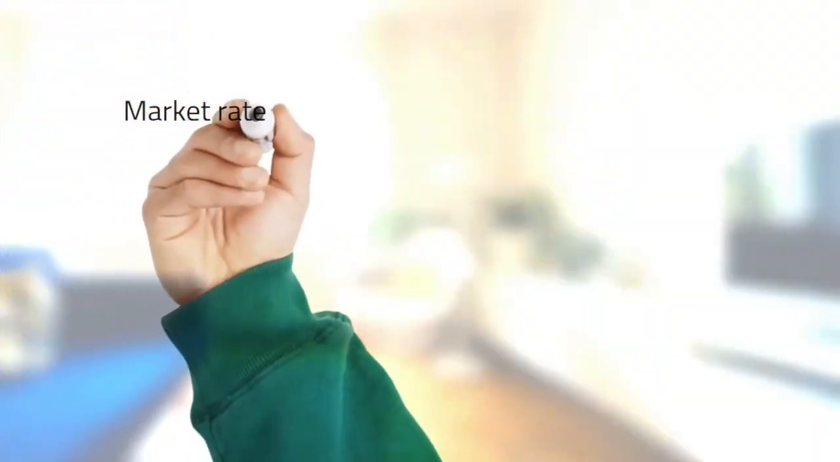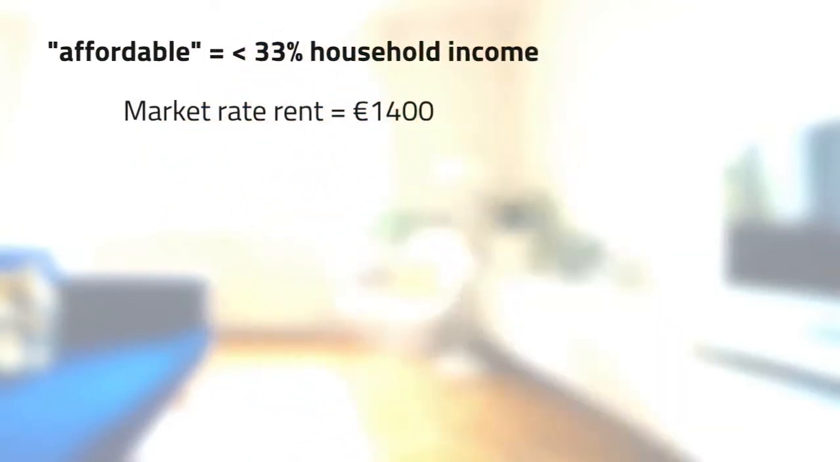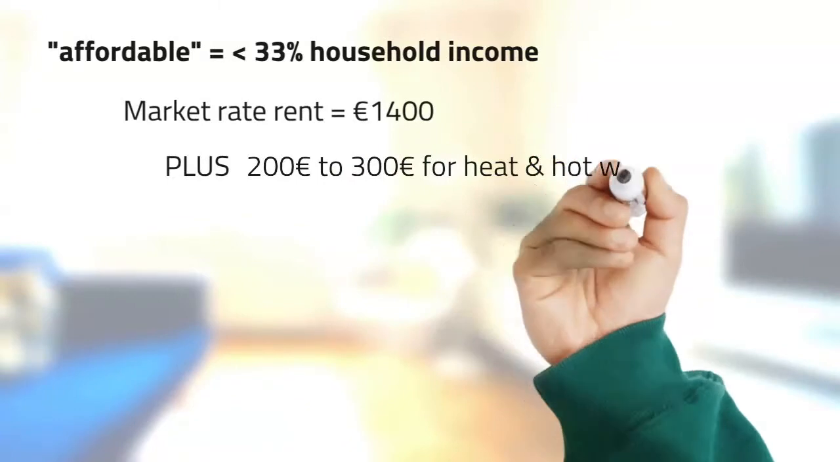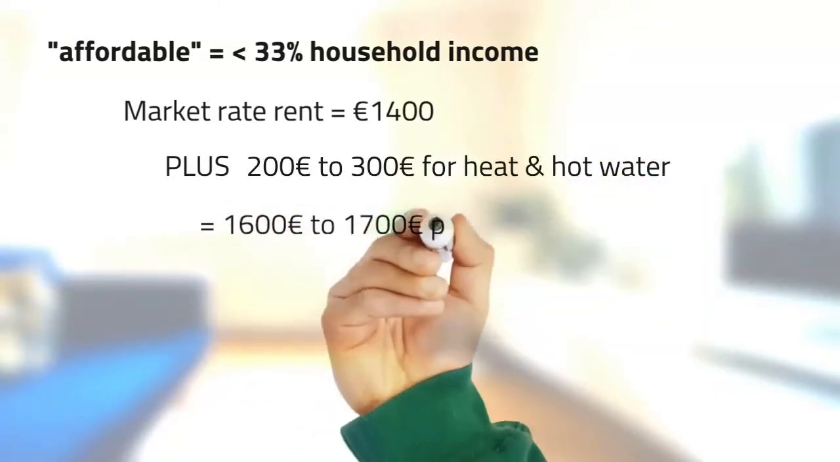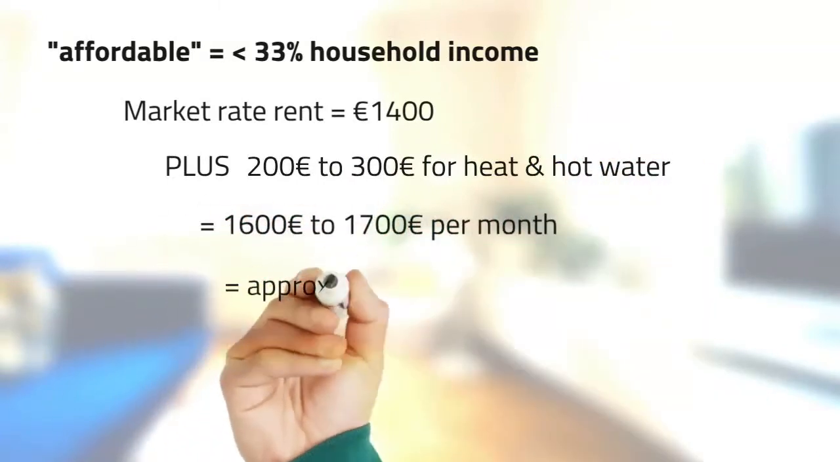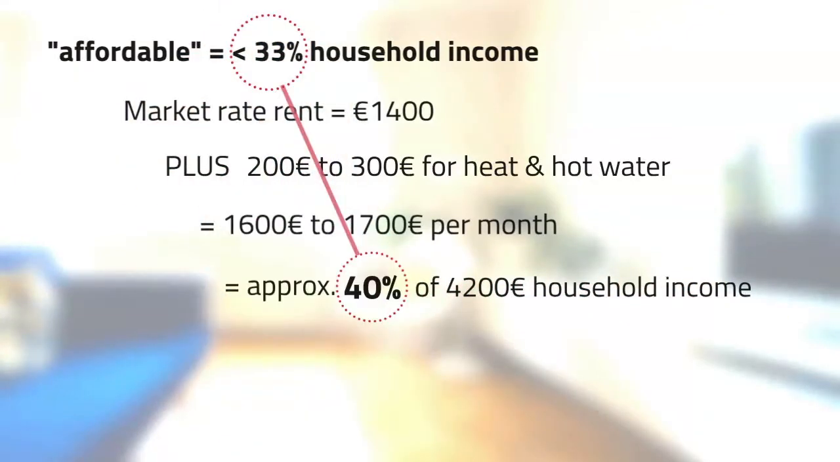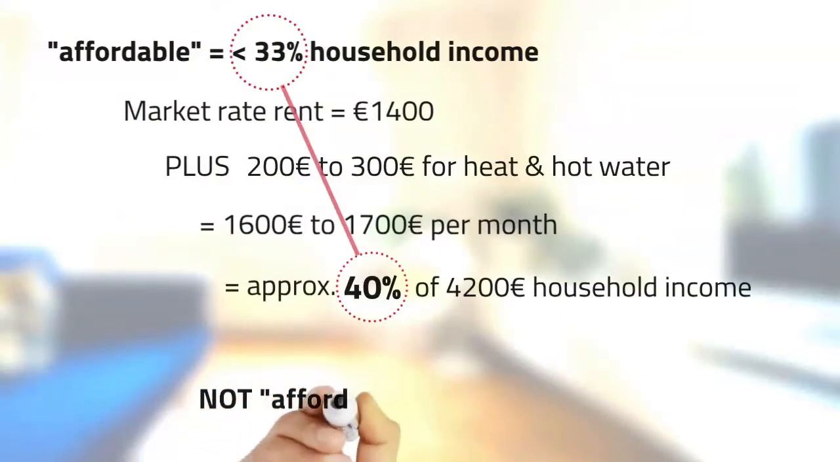In this case, even the market rate apartment would not be affordable for them according to the definition. So if utilities like heat and hot water cost about 2 to 3 euros per square meter, this apartment would cost up to 40% of their available income after taxes. And don't forget, this is the median income, so that means that 50% of the population earns less.